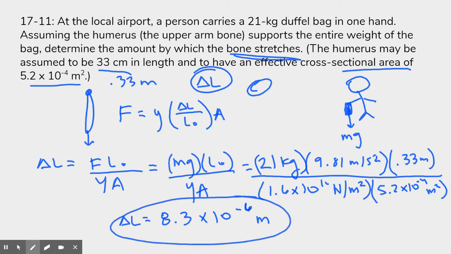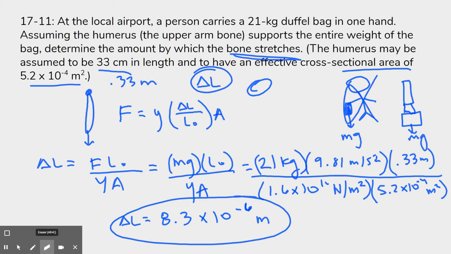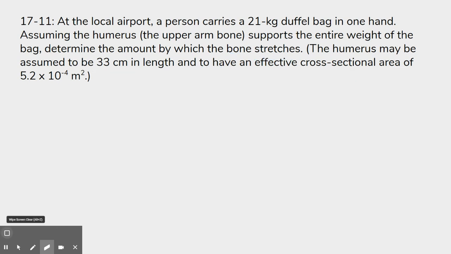I bet you didn't know that your bones stretch just a little bit when you carry something heavy in your hand. Or anything at all, really, as long as the force is pulling downward. So this image was not good. I guess I should have just drawn an arm holding a bag. There we go. That would have been a better drawing, not this. Okay, sorry. So there is our answer for this problem.